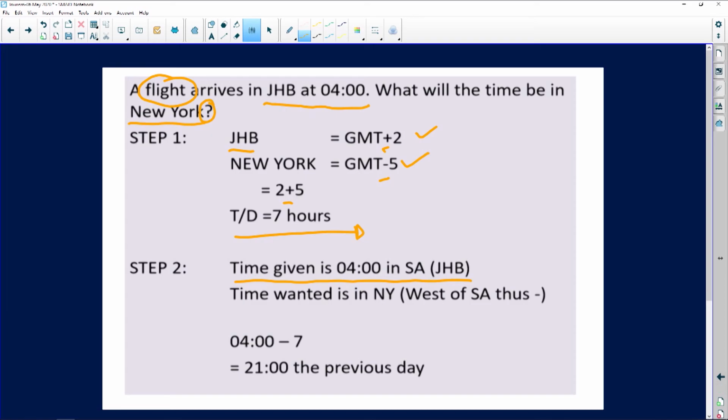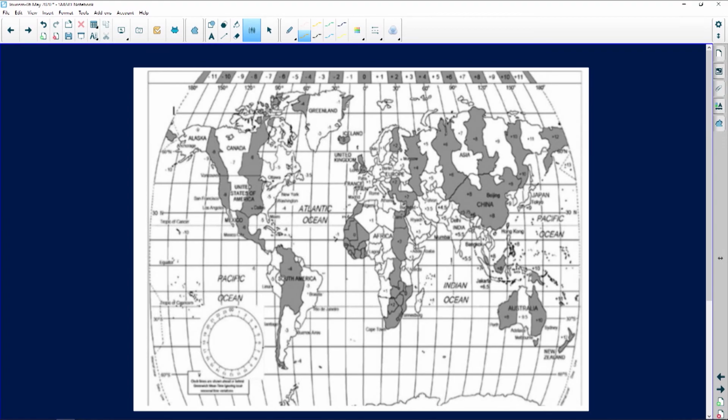All right, so here's a clean map. We are in Johannesburg, so you put your finger on Johannesburg. We need the time in New York, so we need the time in this direction. This direction is west, and when we need to go west, we have to minus.